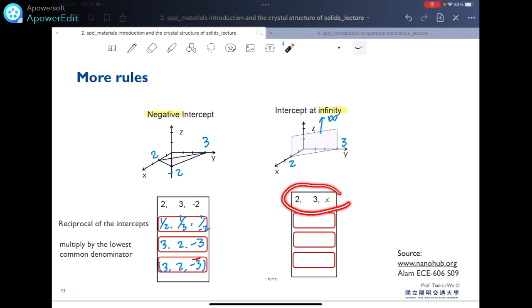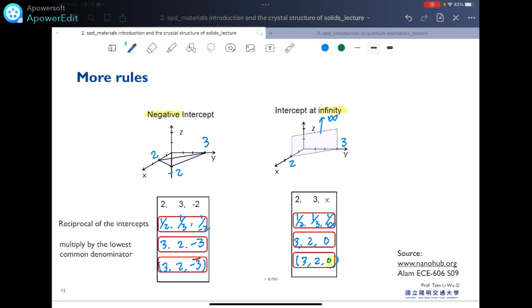As usual, first the intercepts on each axis are 2, 3, and infinity. And we take the reciprocal, so that will be 1 over 2, 1 over 3, and 1 over infinity. Once we multiply by the lowest common denominator, we get 3, 2, and 0, because 1 over infinity equals 0. Therefore, the plane we are interested in here is the 3, 2, 0 plane. So in the future, once you see a 0 inside a Miller index, that means the plane runs parallel to that axis, approaching infinity along it.